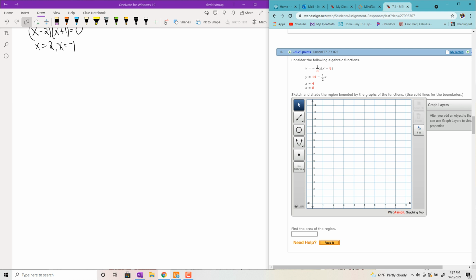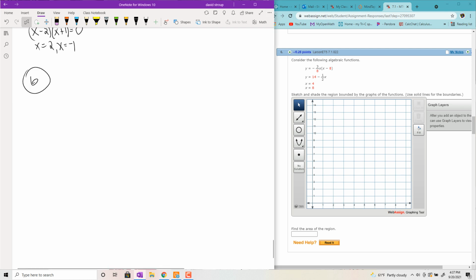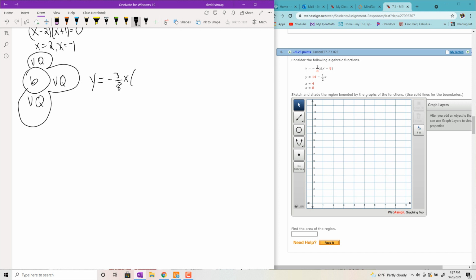Okay, got my notes. We need to find the area, so number 6 from WebAssign, this is their video quiz. Okay, so first this guy, negative 3/8 x times x minus 8. This thing is a parabola. It's going to have intercepts at 0 and then also at 8. Just set it equal to 0, you'll get that. I don't know if they need the vertex. Yeah, they probably need the vertex.